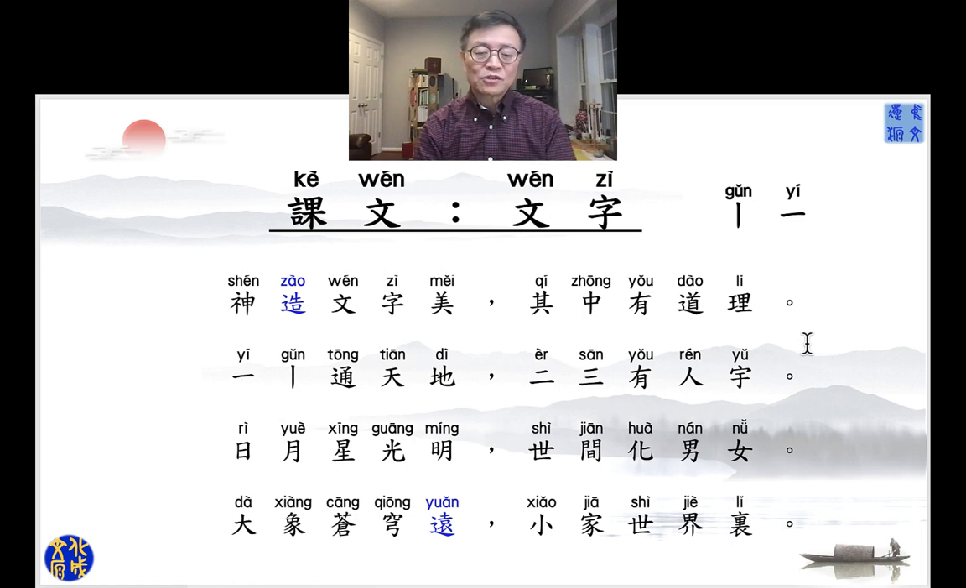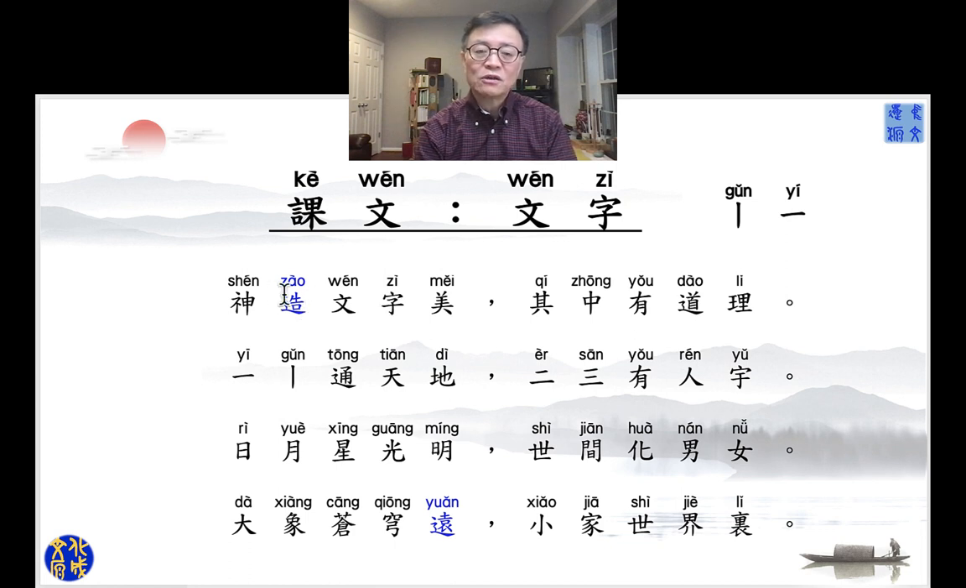There are two characters we were exposed to before, but I'm going to put them in here as today's semi-new characters, right? All of them we've been exposed to quite a few times. Most of them, you definitely should remember how to pronounce and recognize. 神造, this is the one I'm going to talk about later, and this one, 远, far, far away. 造, create, make. 神造文字美: the divine created the Chinese characters, and 文字 has its beauty. That's basically the meaning of this sentence.